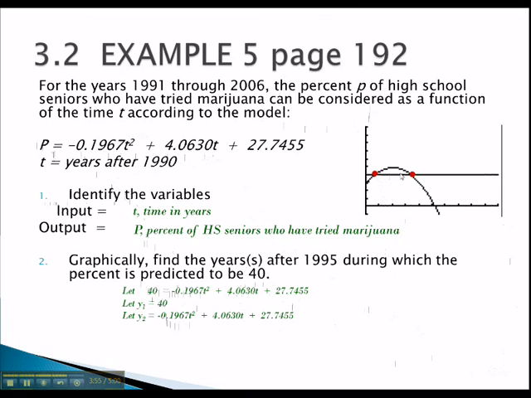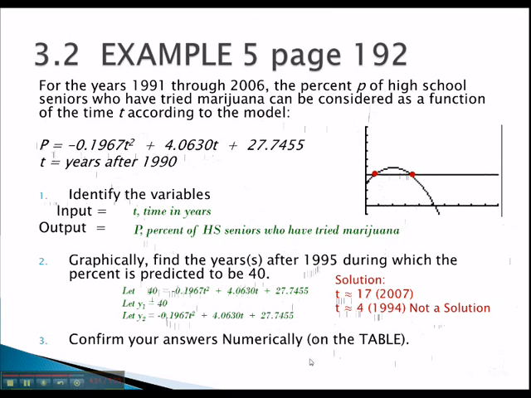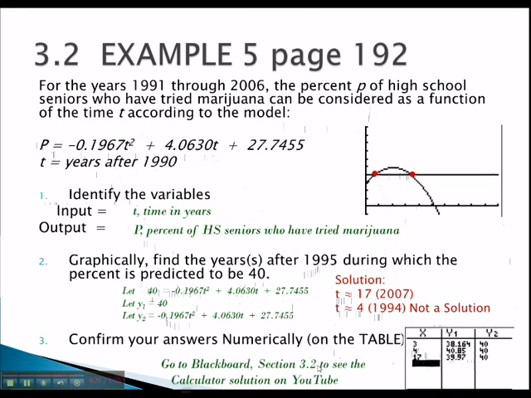I look for the points of intersection on this graph, and I find that my solution, T, is approximately 17, which is 2007, and T is also 4, which is 1994, but that's not a solution we can use because we were specifically asked to find the years after 1995. We can confirm our answers numerically, and we can see that when x equals 4, we're at about 40%, and when x equals 17, we're also at about 40%.